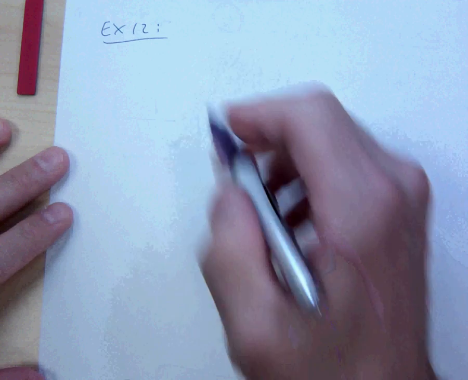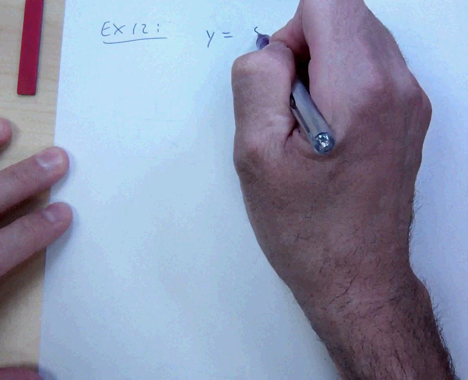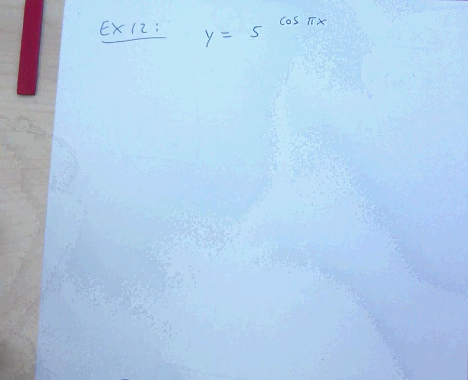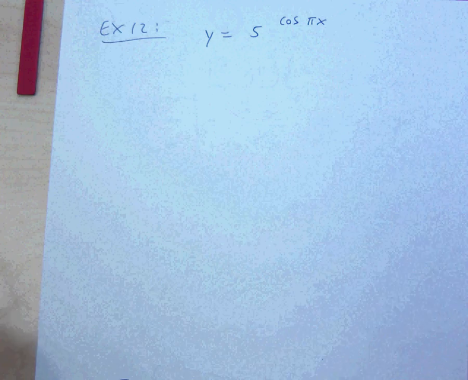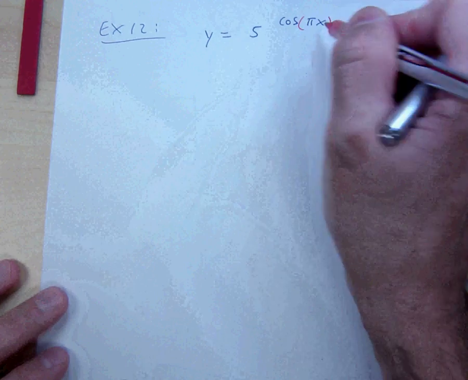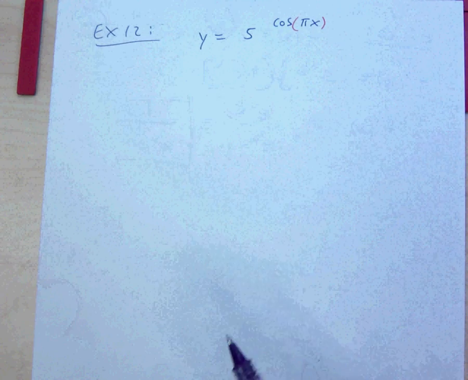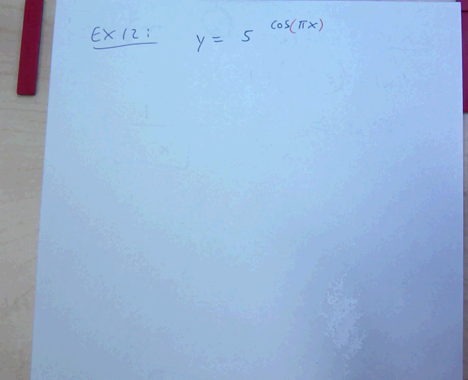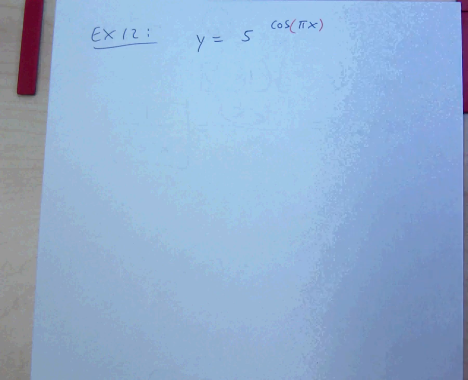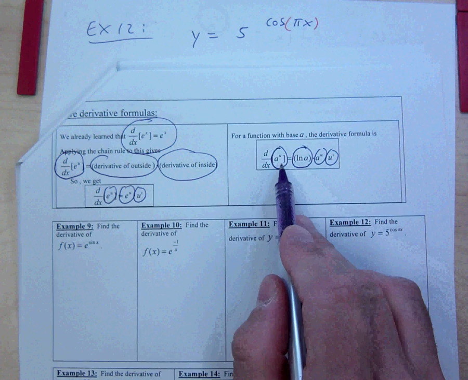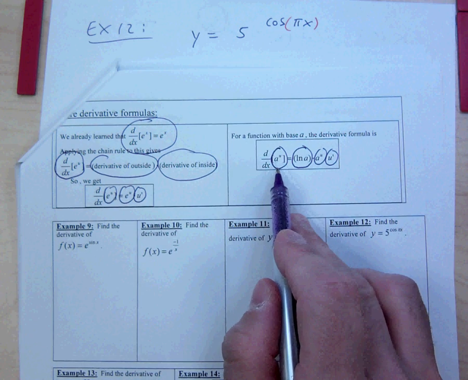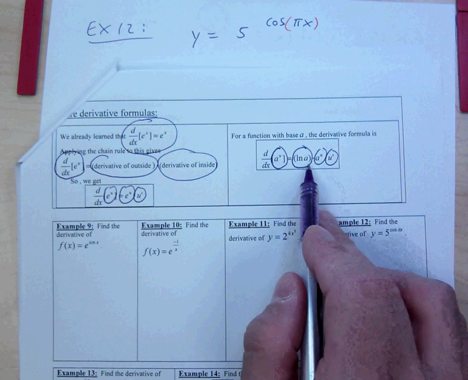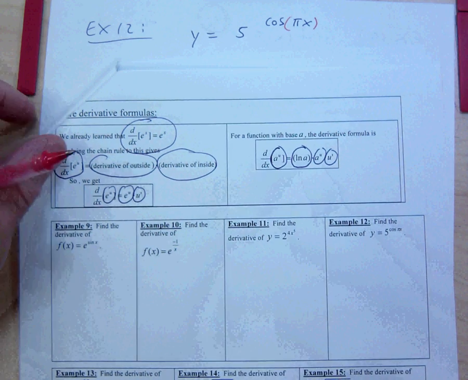Okay, so we have y equals 5 raised to the cosine of pi x. If I were you, I would add in the parentheses there, just to emphasize that the pi x is the inside of the cosine function, correct? Okay, so again, do you agree it fits this rule right here, where you got the base other than e? Yes, and so aren't you going to have to use this 3-part formula? Yes? Okay, so here it goes.